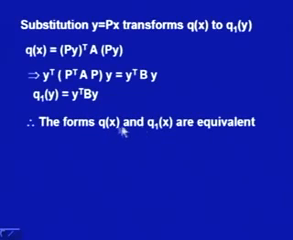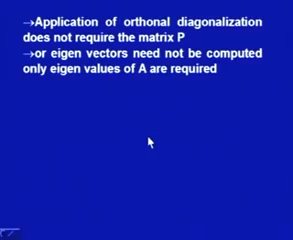So the forms Qx and Q1y are equivalent, and application of orthogonal diagonalization does not require the matrix P, or eigenvectors need not be computed, only eigenvalues of A are required. So that is the advantage of this form. You do not require the matrix P, only the eigenvalues are required. This is illustrated in the example.